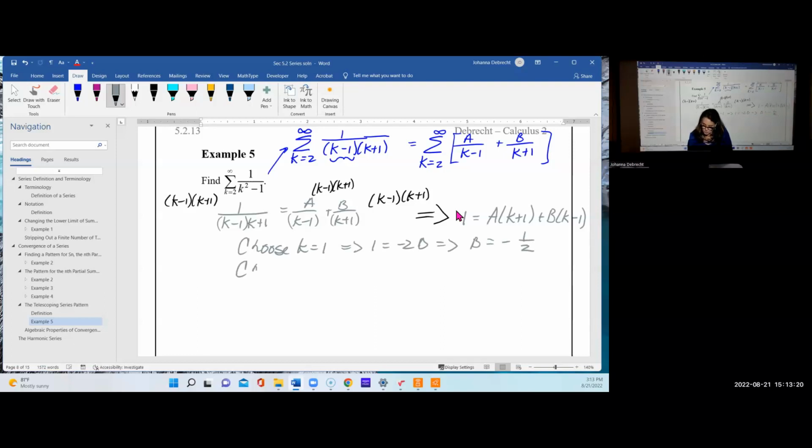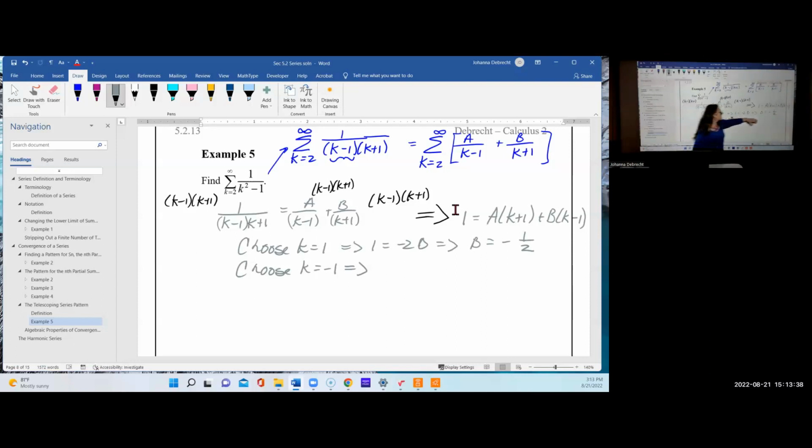And then I can choose wisely again. And I choose the other 0, which is negative 1. And when I choose negative 1, the k plus 1 term drops out. Did I do that backwards? I did do that backwards. Let me repeat that. When I choose k, I was doing minus 1.